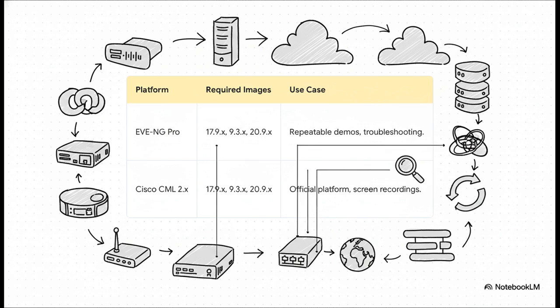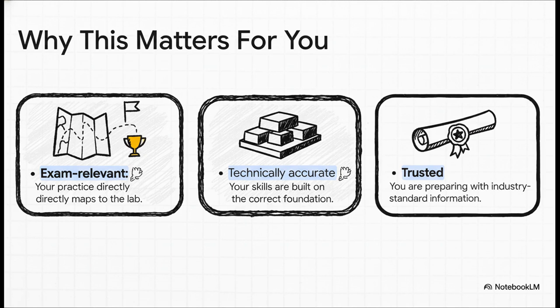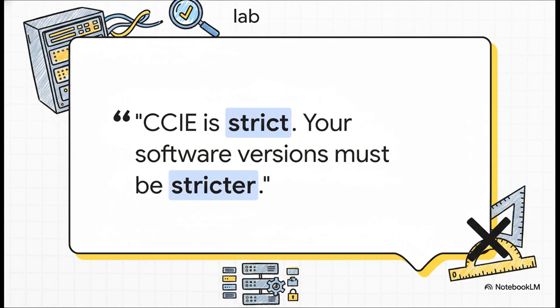These platforms let you build out complex, repeatable scenarios for both practice and troubleshooting, giving you that critical hands-on time with the right software. So let's bring it all home. Why did we just spend all this time obsessing over these version numbers? Well, first, it makes your practice directly exam relevant, so your time isn't wasted. Second, it makes sure your skills are being built on a technically accurate foundation. And third, it means you're preparing with trusted, industry-standard information that lines up perfectly with what the CCIE is all about.